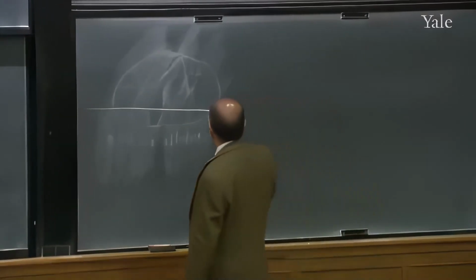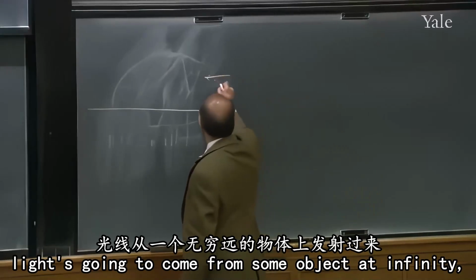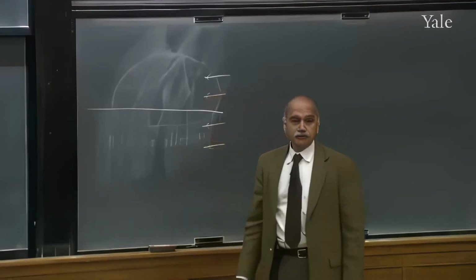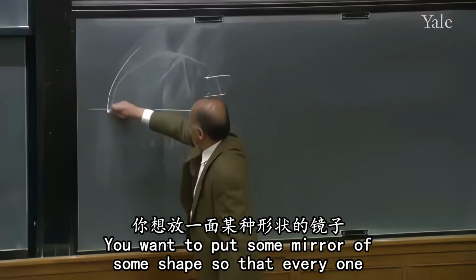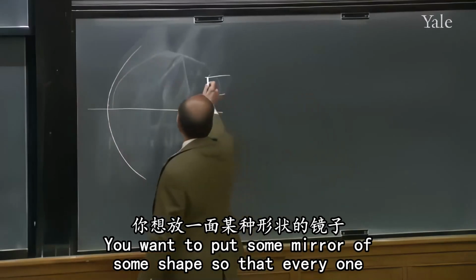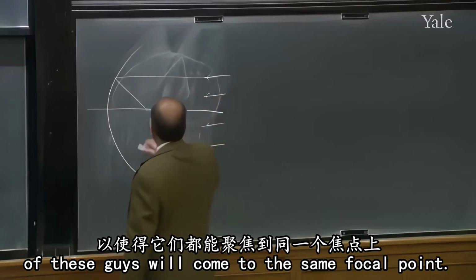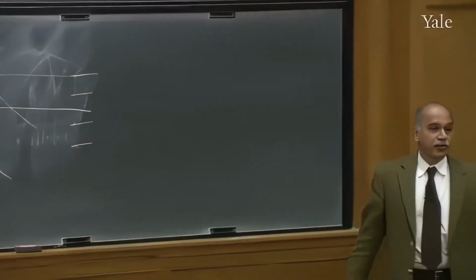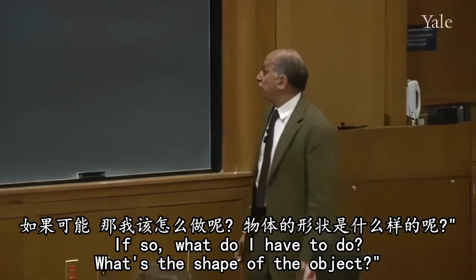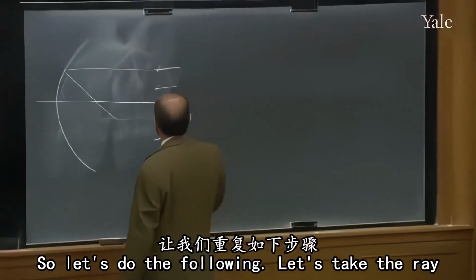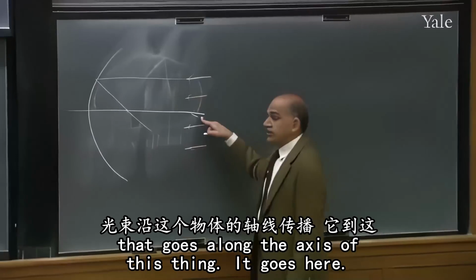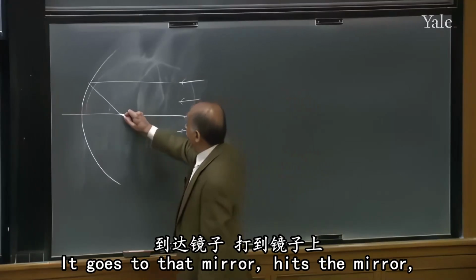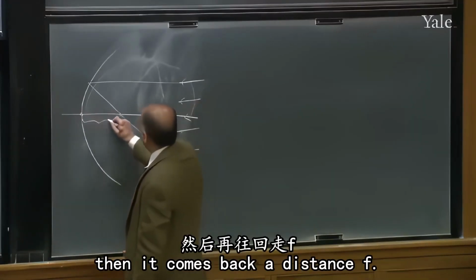So the deal is, light's going to come from some object at infinity, therefore it's coming in some parallel lines from a very distant object. You want to put some mirror of some shape so that every one of these guys will come through the same focal point. You can ask, can I even design such a thing? Is it possible? If so, what do I have to do? What's the shape of the object? So let's do the following. Let's take the ray that goes along the axis of this thing. It goes here. It goes to that mirror, hits the mirror, then it comes back a distance f.